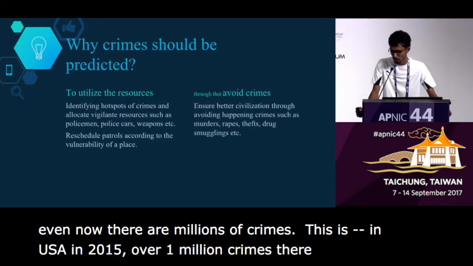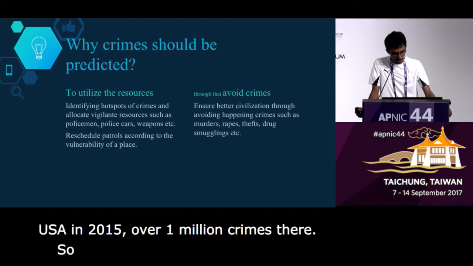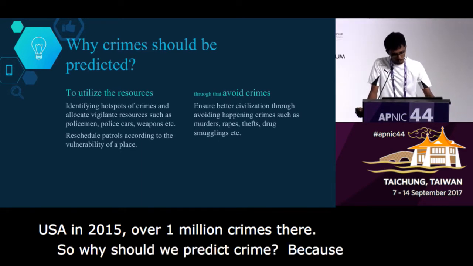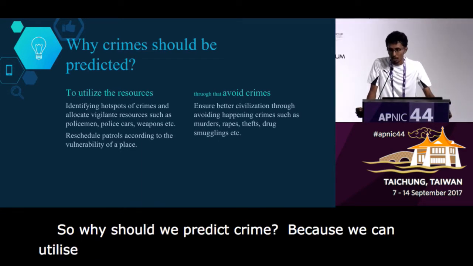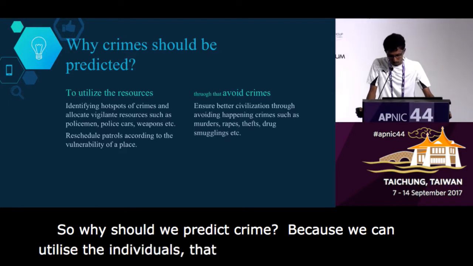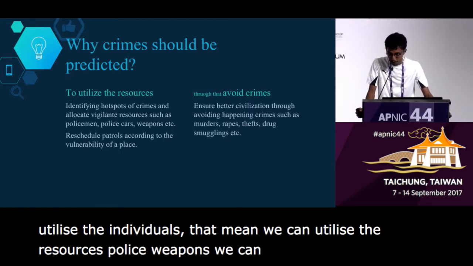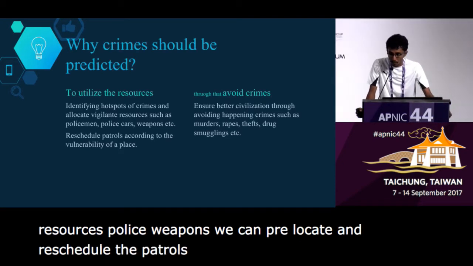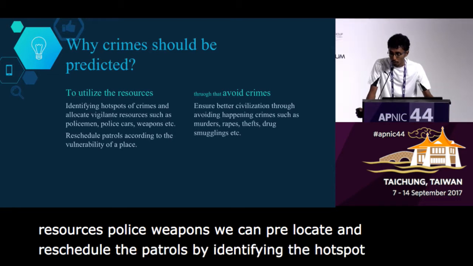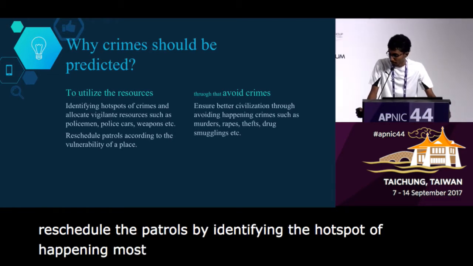So why should we predict crime? Because we can utilize the vigilant resources. That means we can utilize the resources: policemen, police cars, weapons. We can relocate and reschedule their patrols by identifying the hotspots, the most probable places where crimes will happen.